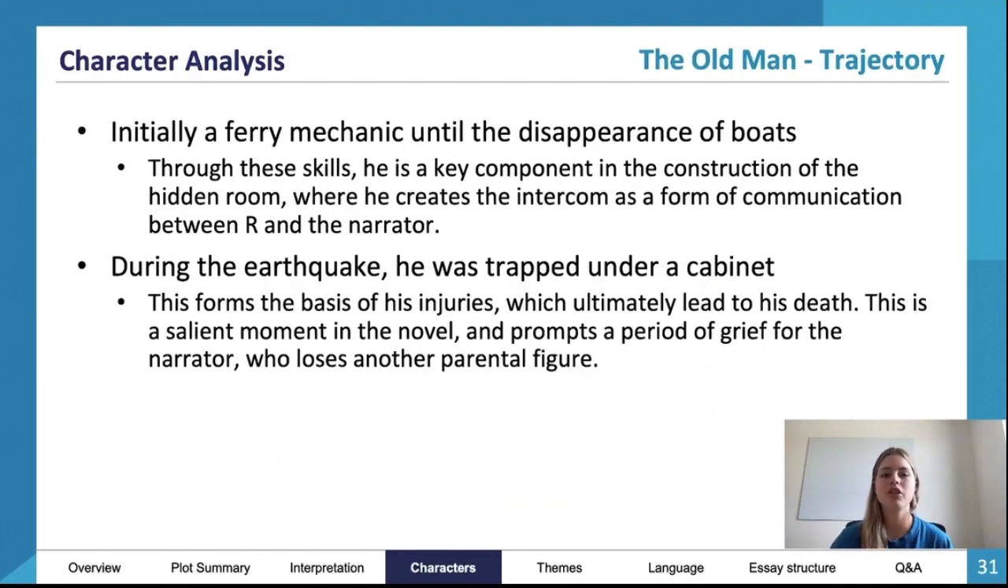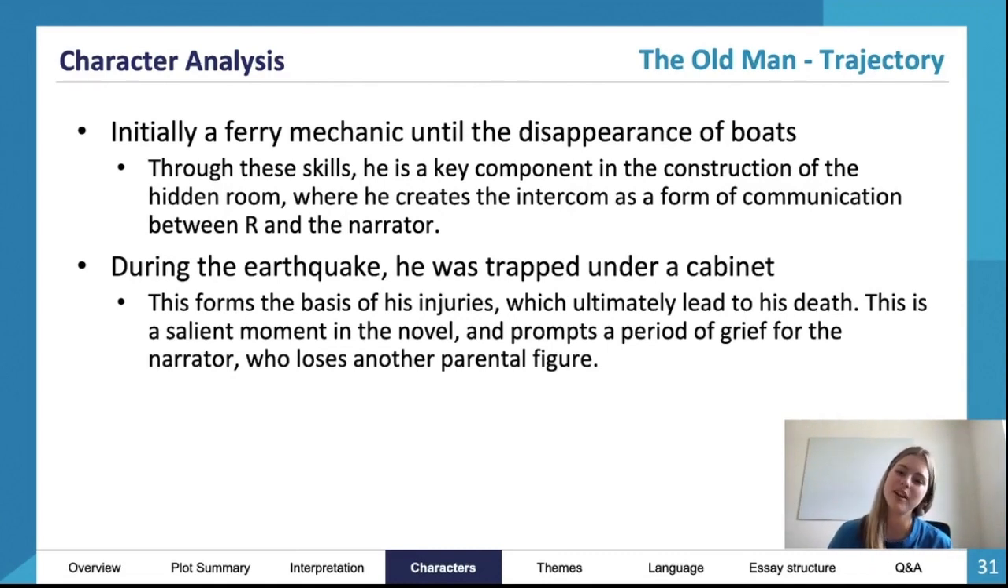Initially a ferry mechanic until the disappearance of boats. Through these skills, he's a key component in the construction of the hidden room, where he creates the intercom as a form of communication between R and the narrator. And that's a key point of communication for them, when the narrator doesn't go down to the room, or she sticks the intercom out the window so that he can hear the sound of the snow that he can't see because he's tucked away and in hiding.